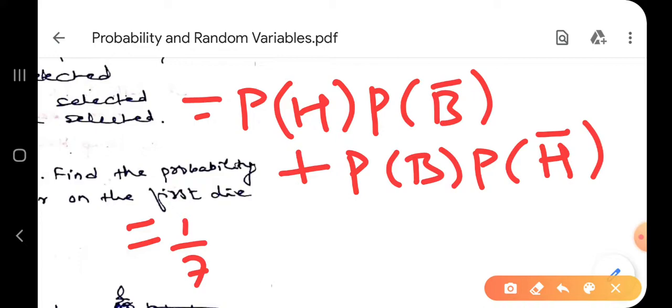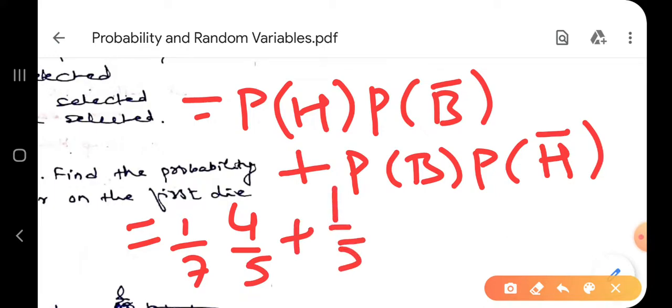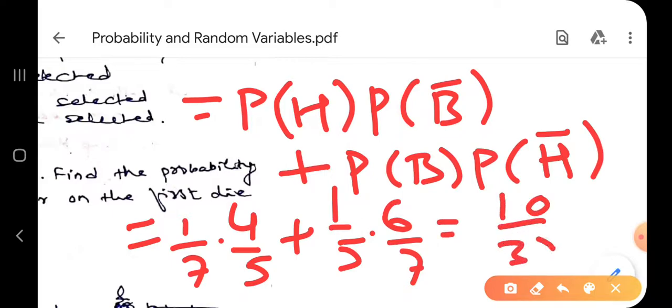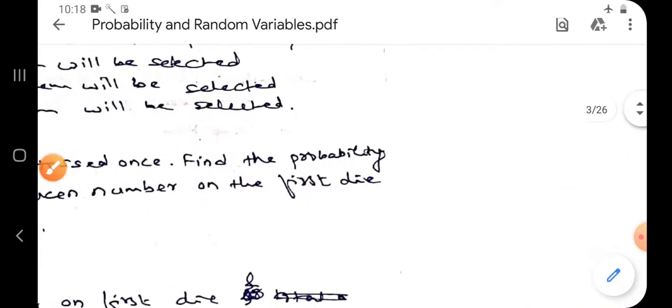P of B bar, the complement, 4 by 5, plus P of B, wife is selected, 1 by 5, and husband is not selected, 6 by 7. Correct? Do this calculation. You will get 10 by 35, or you may write that as 2 by 7. No problem. Understood? So the second part you get.